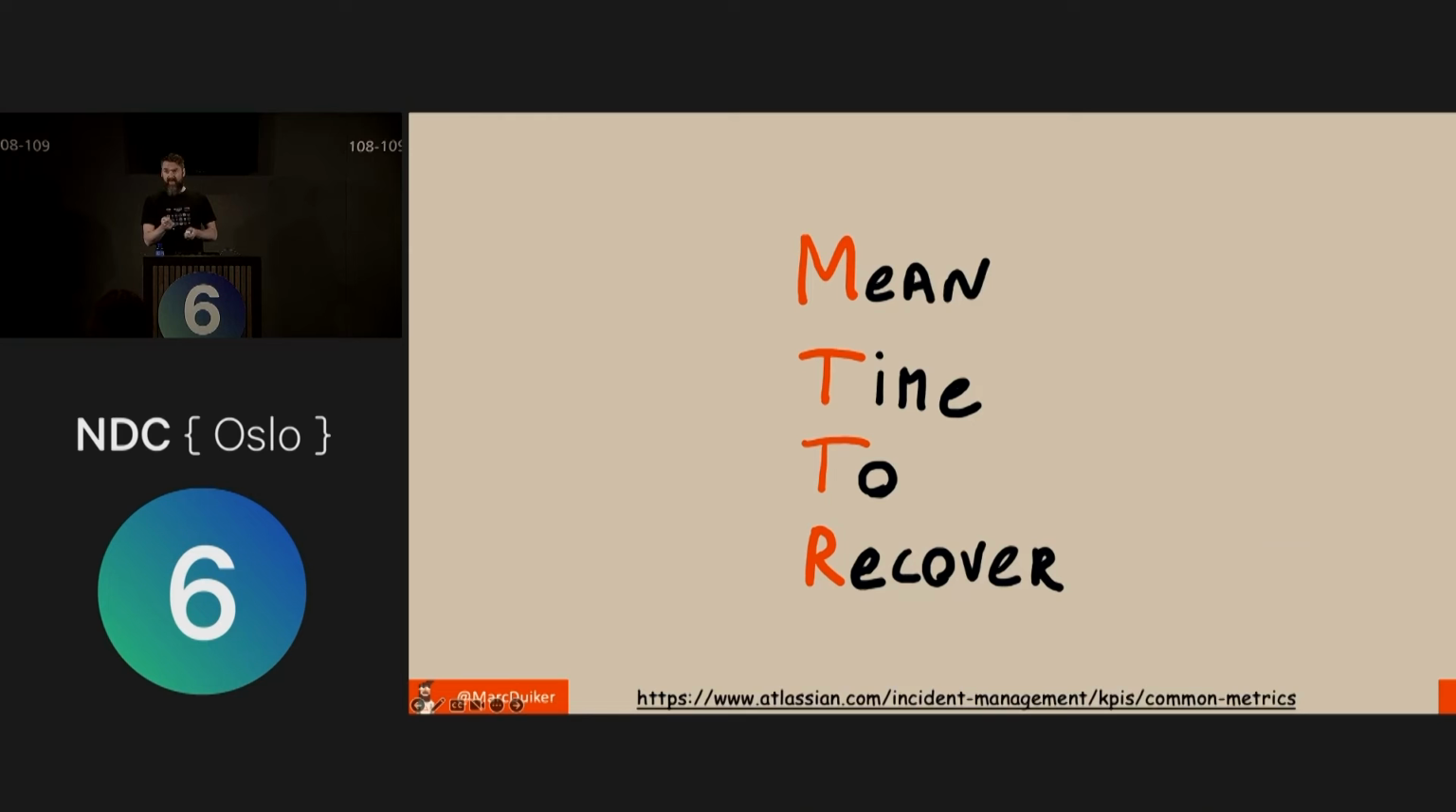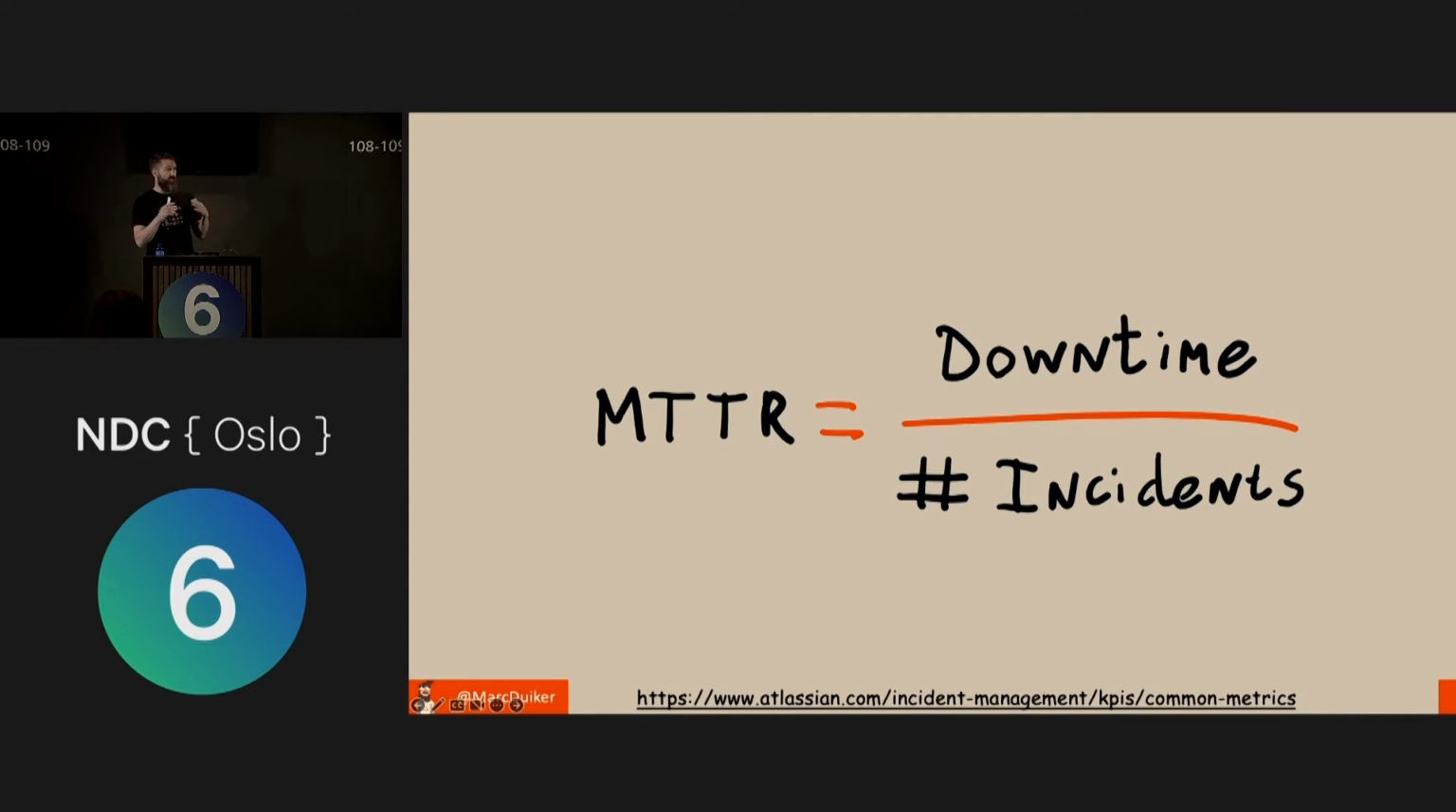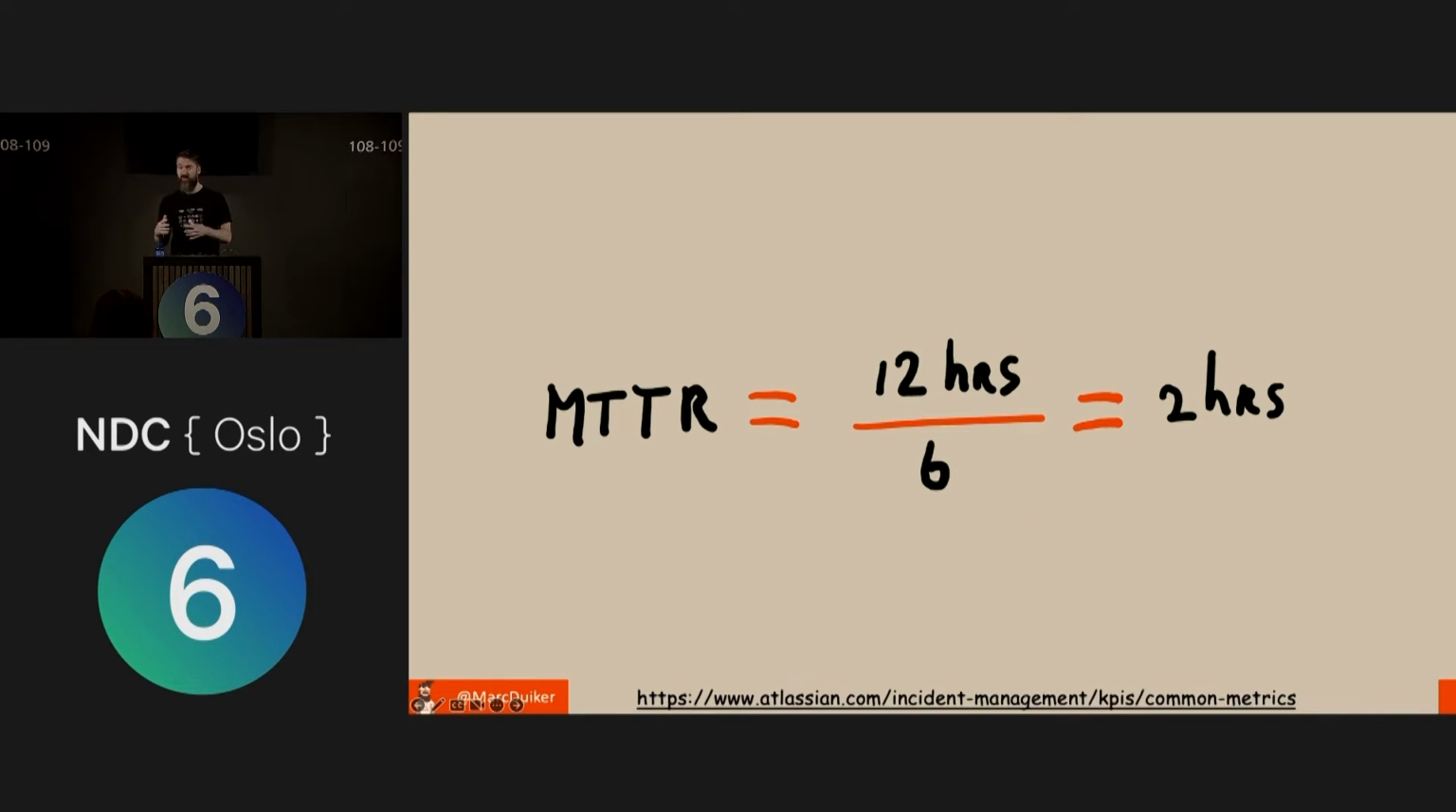I think a good indicator for agility could be this, mean time to recover, or MTTR. It's a well-known KPI from incident management. And what does it actually mean? If you look at your downtime or your degraded performance and you divide it over the number of incidents you had in a certain time window, that's your MTTR. As an example, let's say within a month we have 12 hours of downtime caused by 6 individual incidents. Our MTTR is 2 hours.